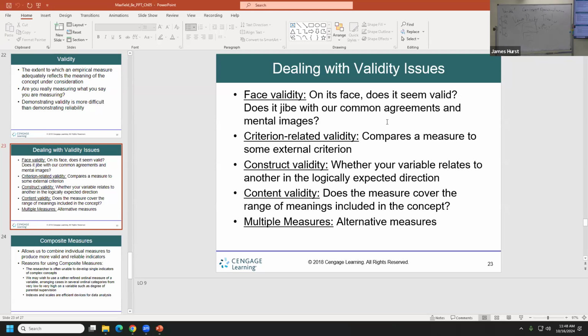Or if I'm looking within the construct, variables related in other logically expected directions. So instead of surveying the elderly, I survey everyone. And I see those same age-graded responses there, where the old people are marking up higher. Those who are younger and in good shape have lower levels of fear. That's exactly what I would expect here. That's aligning up here. That construct validity looks to be there, right? If content doesn't cover the range of your meanings, you have problems with that.